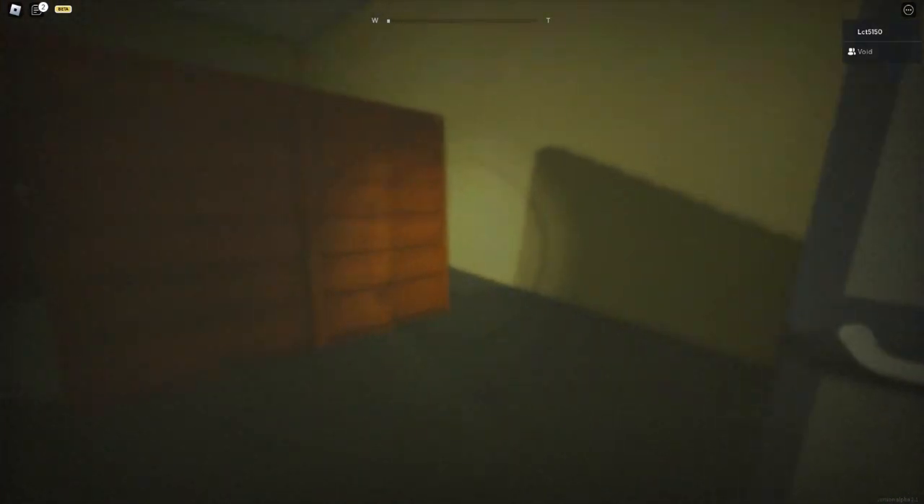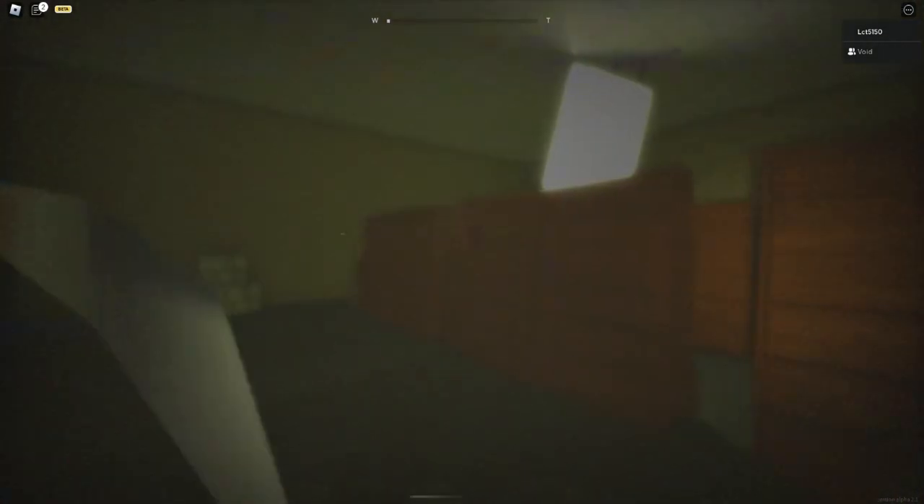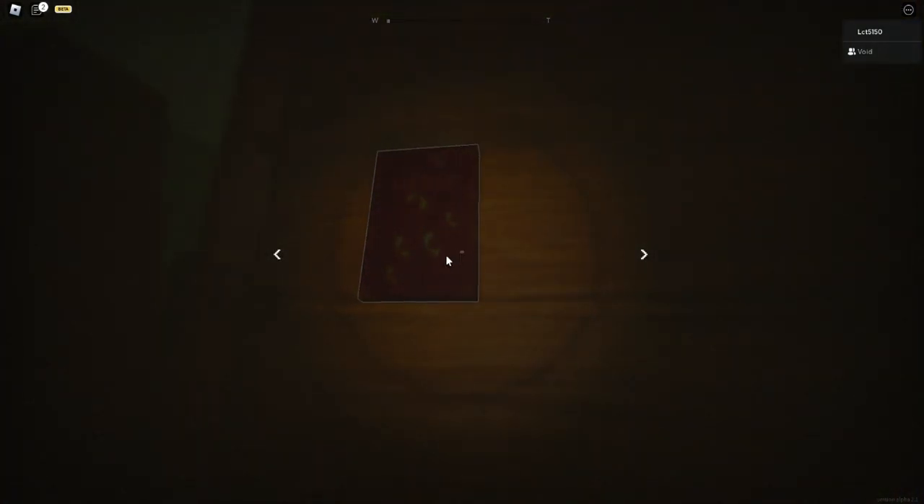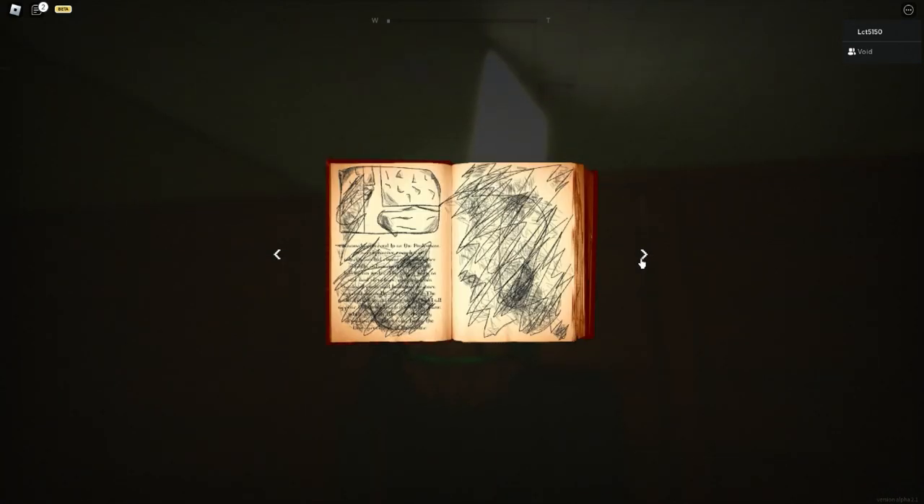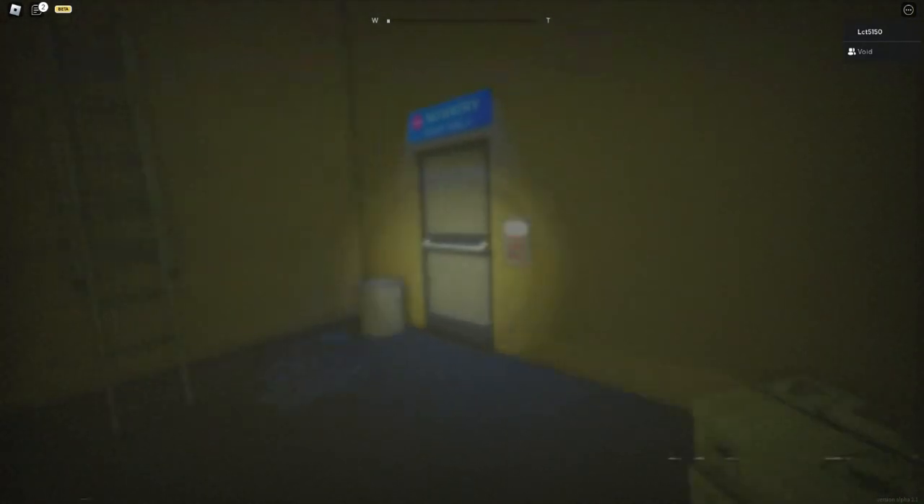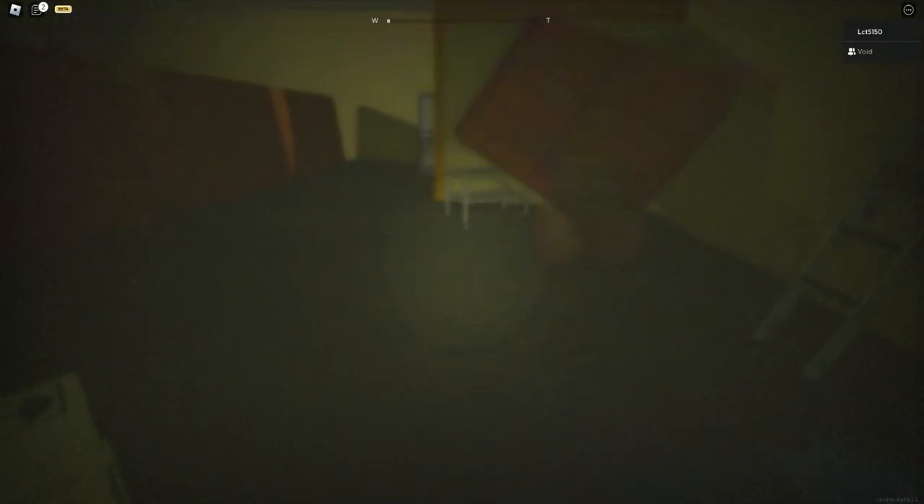Hold E. What do you mean hold E? Hold E. There's a book? We gotta find another code. Level 0 is seemingly infinite. Non-linear space resembling back rooms of a retail outlet. All rooms in Level 0. That's gonna be important. Oh my god. I just scribbled that stuff out. Look, we need another code. That's going to be important. Something about that second page, or something about the first page. Found another book. Oh, man.